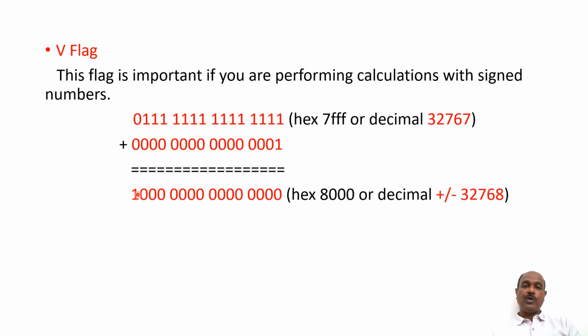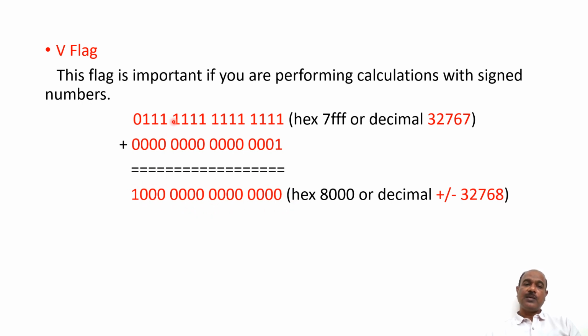This is happening because each register of our microcontroller MSP430 is 16-bit. As you know, the width of the register is 16-bit. What is the highest possible signed number that I can store in one 16-bit register? It is plus 32767. So when I add 1 to this, 32768 cannot be stored in a 16-bit register.